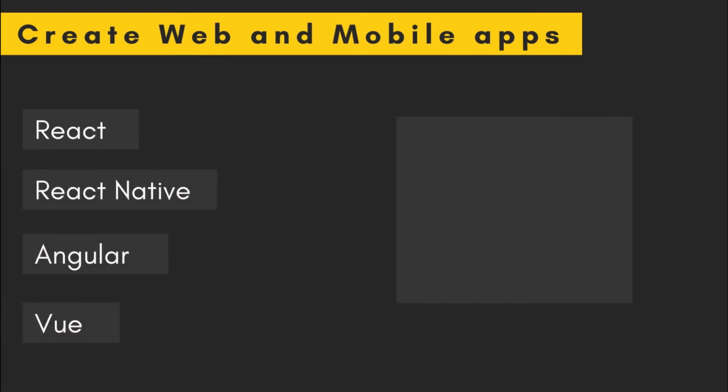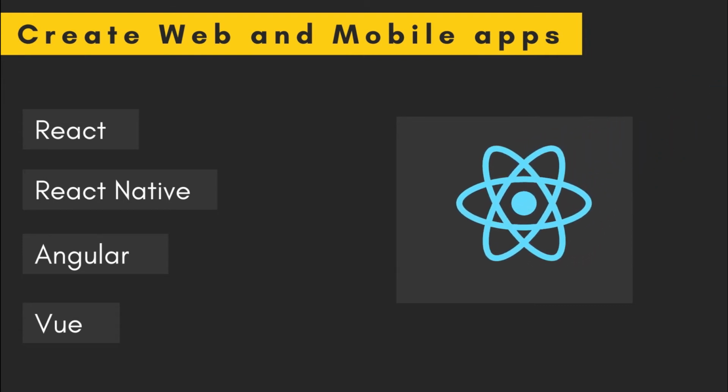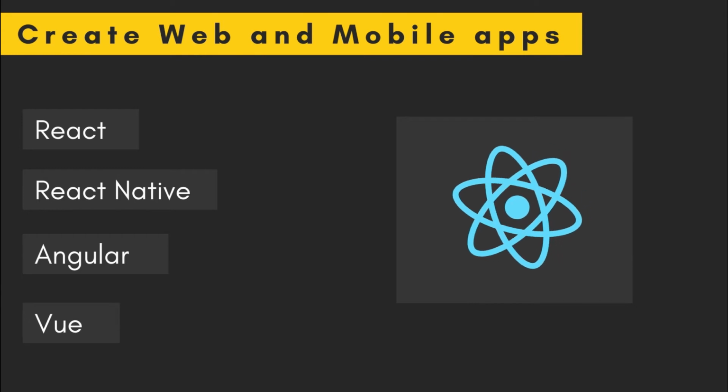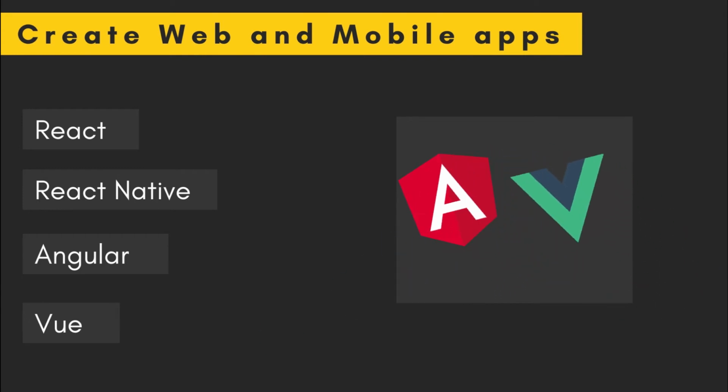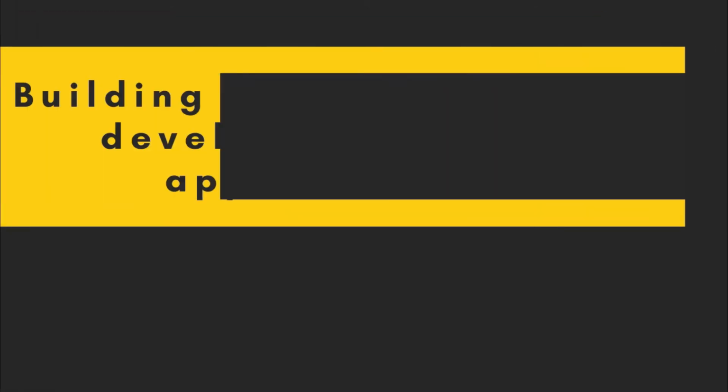So JavaScript can create web and mobile application by using some frameworks and libraries. React is a library which is used to create web applications. React Native is used to build mobile applications. Angular and Vue are frameworks which are used to build web applications.